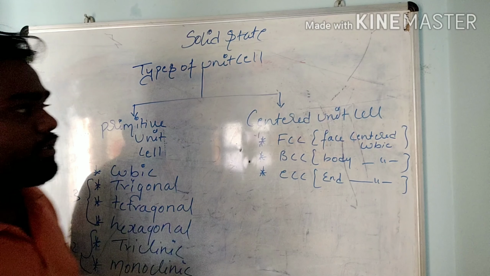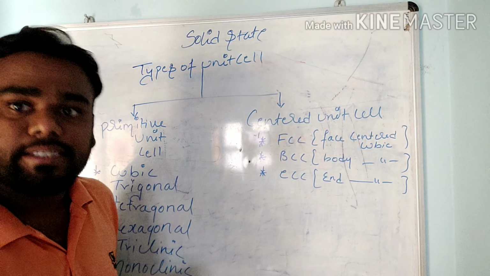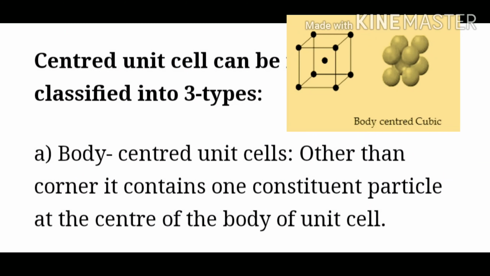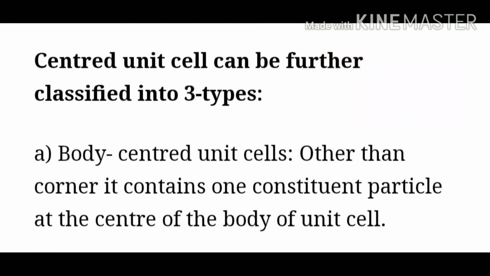Now we are going to discuss the centered unit cell. Centered unit cell can be classified into 3 types. Number 1, body centered unit cell. We know that already all the corners are occupied by constituent particles. Other than corners, one of the constituent particles is at the center of the body of a unit cell. That is called body centered unit cell.